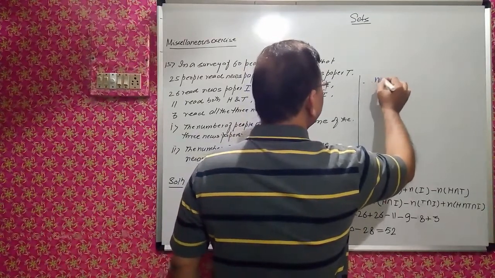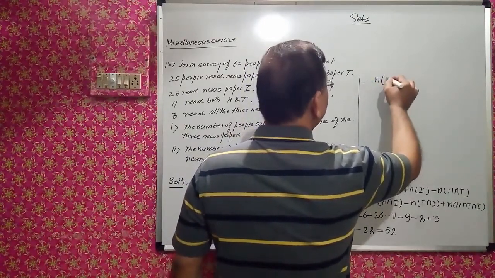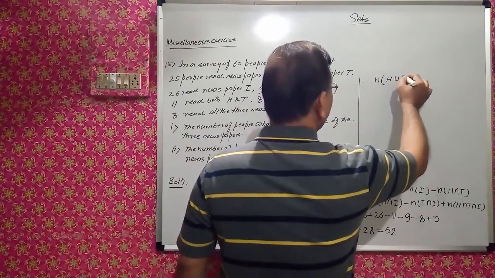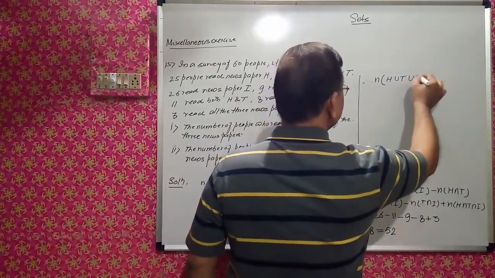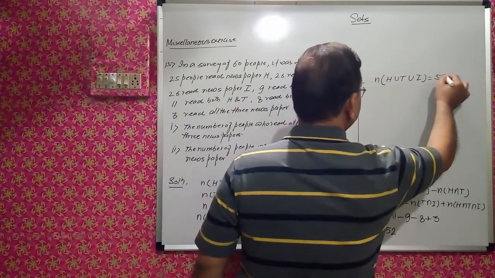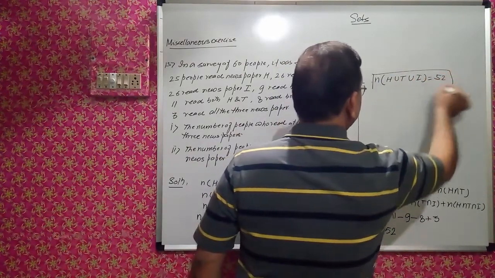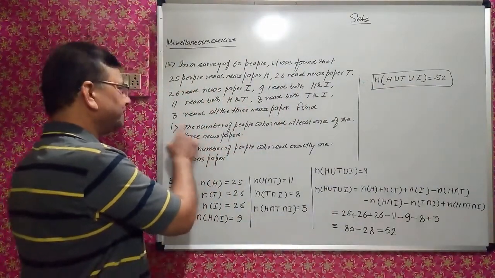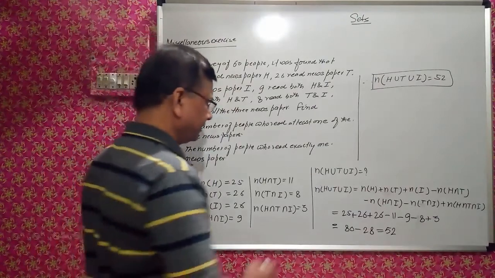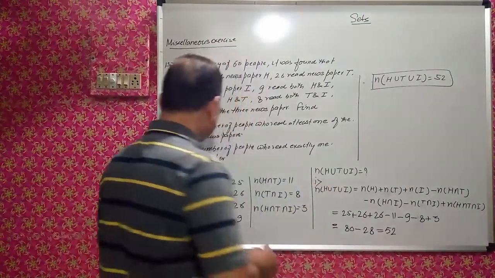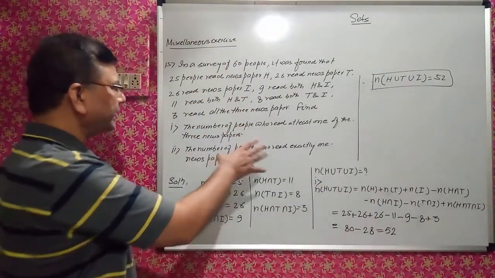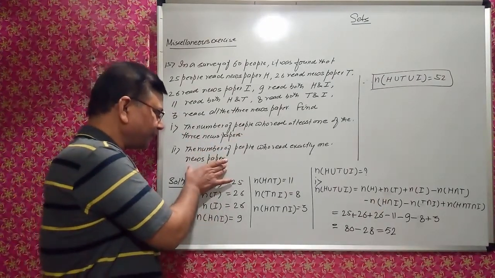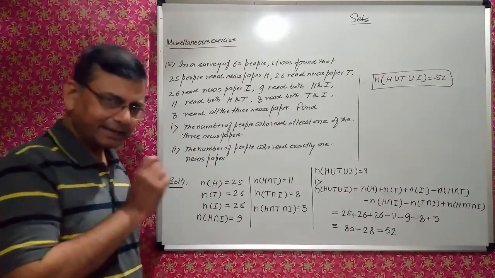Therefore, the number of people reading H or T or I, that is equal to 52, at least one newspaper. So the first part is over. Second part, the number of people who read exactly one newspaper. Exactly one newspaper means what? That we will look at.